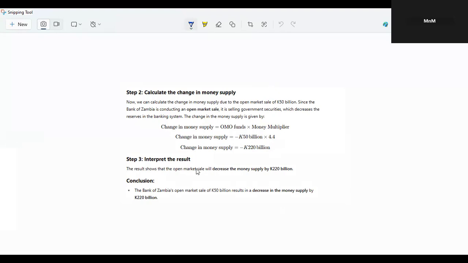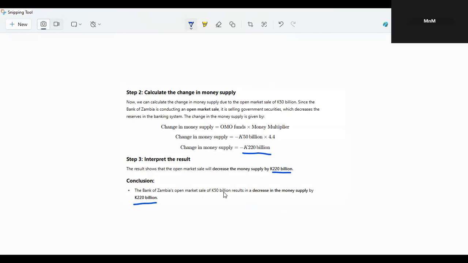So this interpretation of this figure here simply tells us that the result will show that an open market sale will decrease money supply in circulation by 220 billion. So the conclusion is that the Bank of Zambia's open sale of 50 billion will result into a decrease in money supply by 220 billion in the economy.